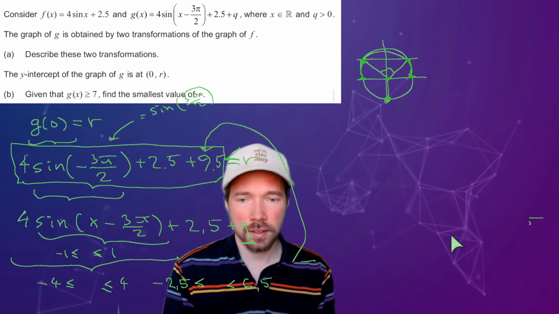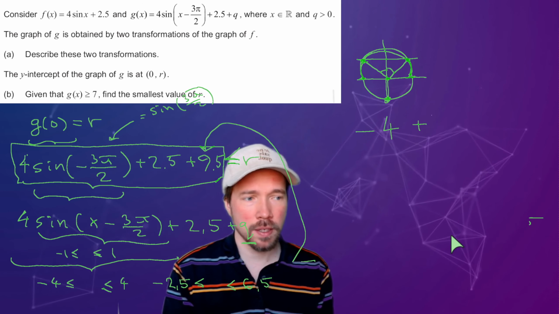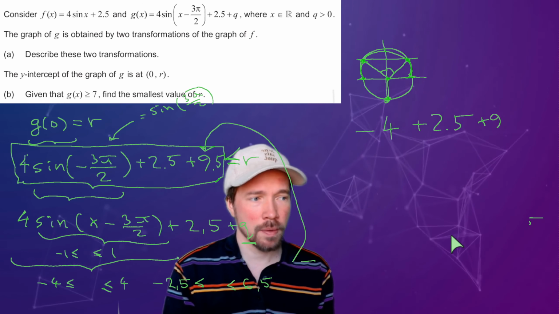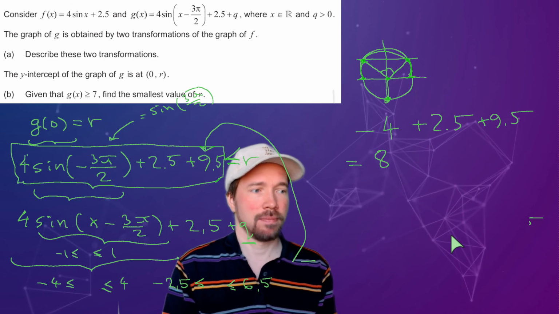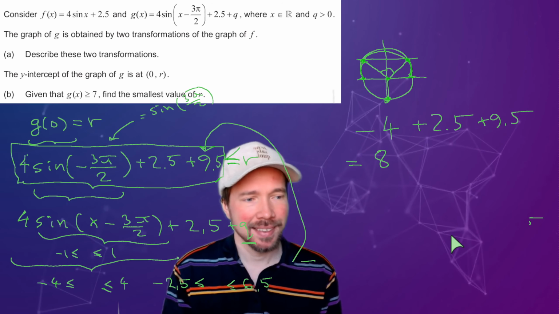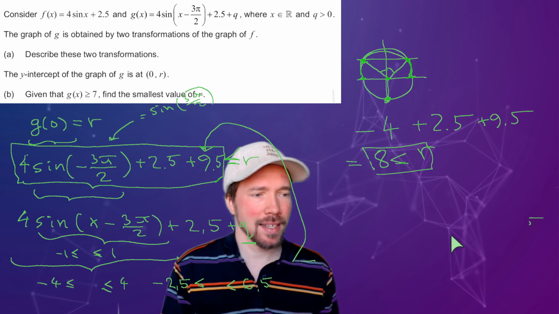Don't need a calculator. It's -1, so the expression becomes -4 plus 2.5 plus 9.5, which is 8. That's it. So R is at least 8.